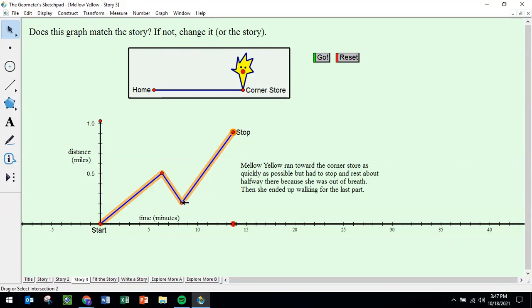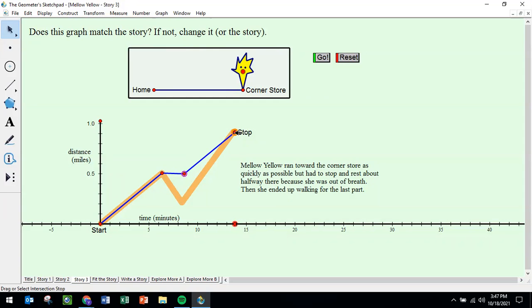No. To say that she stopped to rest about halfway. So halfway is about half a mile, which is right there. So we would have to change this graph to look like this. So rested. There you go. It's flat right there. And then she walked fast for the last part.